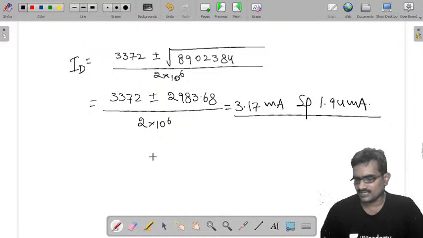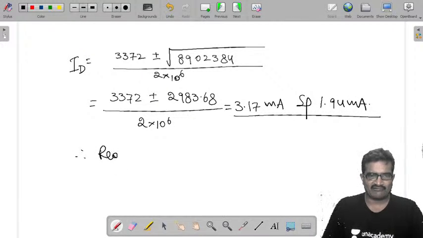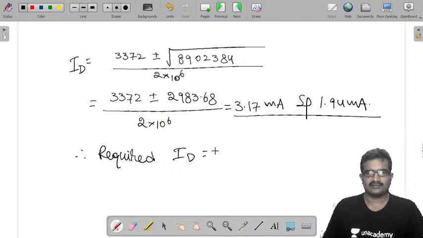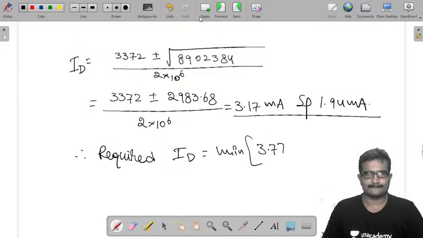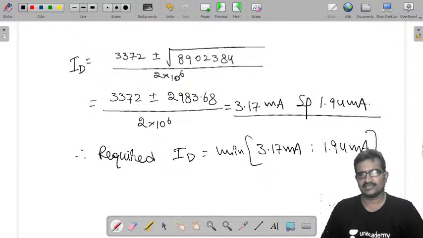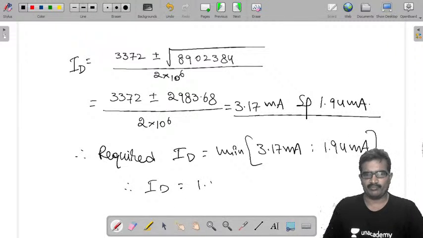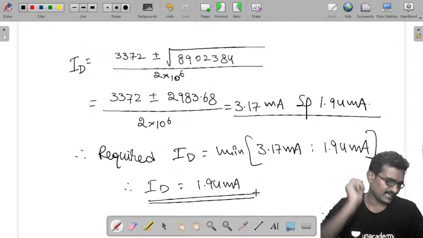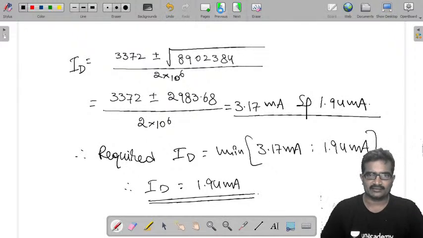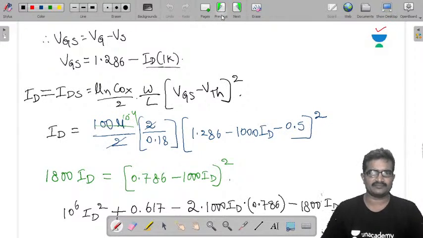So ID has two values, but we need only one value. Therefore, the required ID is the minimum of 3.17 milliamperes and 1.94 milliamperes. So the small value is 1.94. Therefore ID is 1.94 milliamperes. That is the ID value. Okay. So far we have calculated the ID value.